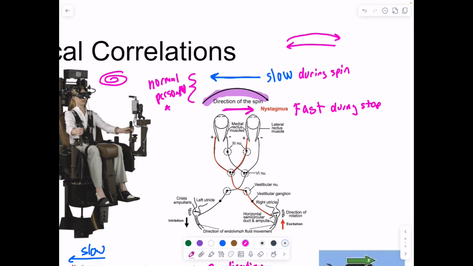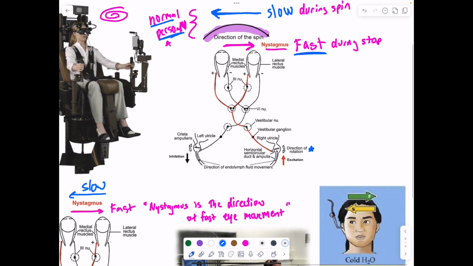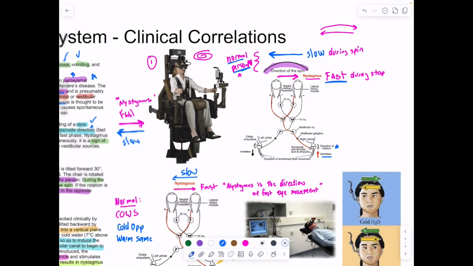And so that nystagmus, the fast correction, should happen in the same direction as the spin when you're done spinning them. Because you compensate during spinning by moving your eyes opposite the direction of motion, since your head's spinning one direction. Then when you come to a stop, you're going to have fast movement towards the direction of rotation, and that's what a healthy person should do. If they don't do that, then you know that something is wrong. All right, so excitation in the direction of rotation from the right utricle overall. Okay, so not too bad.